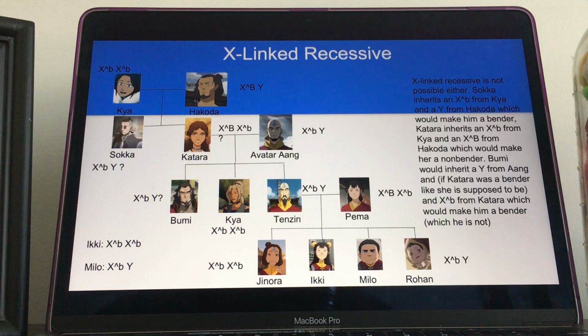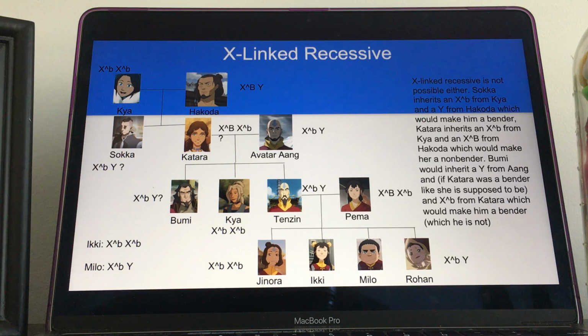It actually cannot be X-linked recessive because right off the bat, Sokka would inherit a Y from Hakoda and a little b from Kya. Kya has to be heterozygous because it's a recessive trait and she is a bender. Sokka is not a bender, so that genotype for him would be incorrect, but there's no other possible genotypes for him. So this could not be X-linked recessive, unfortunately.